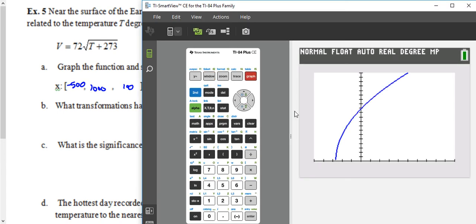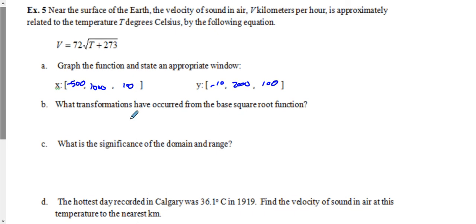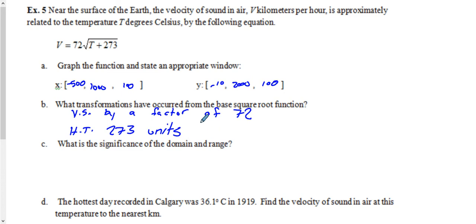And that's all that this first question was asking you: are you able to play around with the graphing calculator to see what it looks like? Part B is asking you what transformations have occurred. Well, that 72 is a vertical stretch, so I'm going to write down vertical stretch by a factor of 72. And of course, we have that 273, so that's a horizontal translation, 273 units to the left.